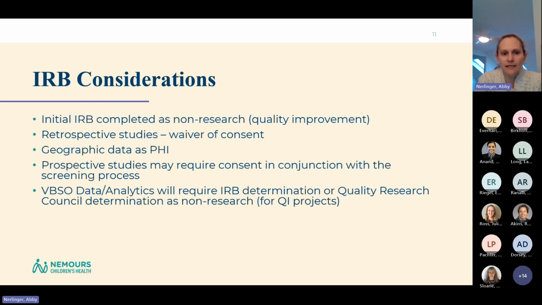So just some quick IRB considerations. Our IRB currently is non-research, so quality improvement. Retrospective studies to use this data may require a waiver of consent. You have to think about if you're using geospatial analysis, how this may have implications for PHI, depending on the size of the geographic region that you're looking at. And then prospective studies may require consent in conjunction with the screening process. If you approach VBSO data and analytics to obtain this data, they are going to require either an IRB determination or a Quality Research Council determination as non-research.